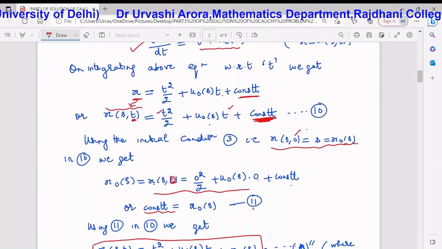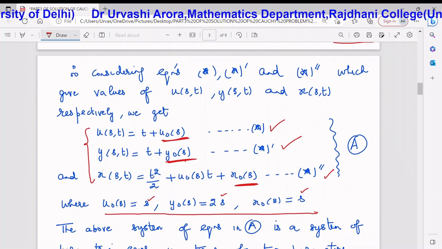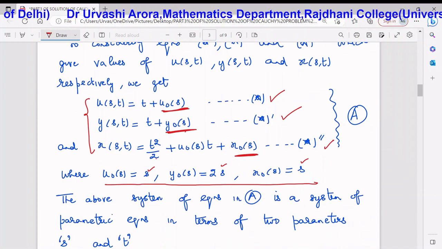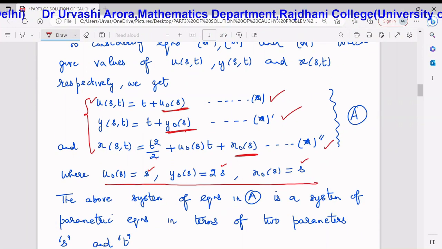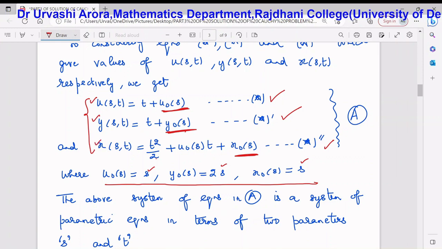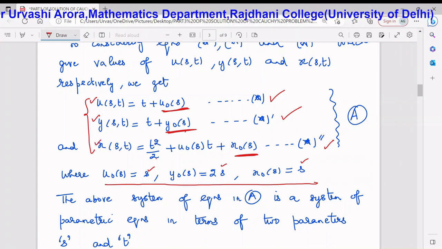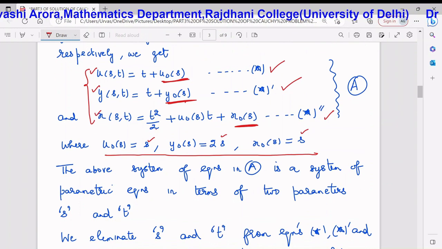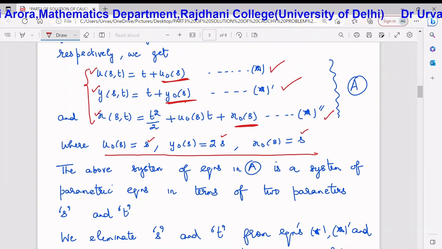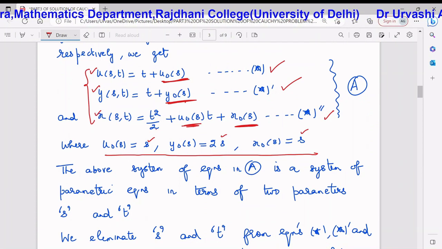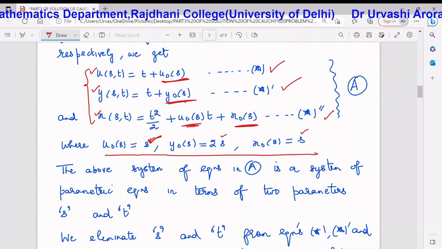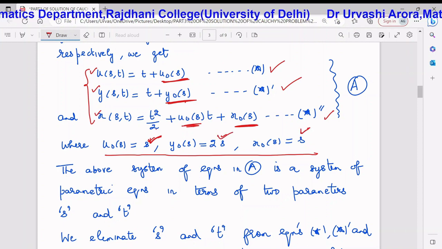And now we have reached the point where we have three expressions giving the values of the three variables u, y and x in terms of the parameters s and t. Now let me put in the values of u naught s, y naught s and x naught s. In this particular question, these are the values.